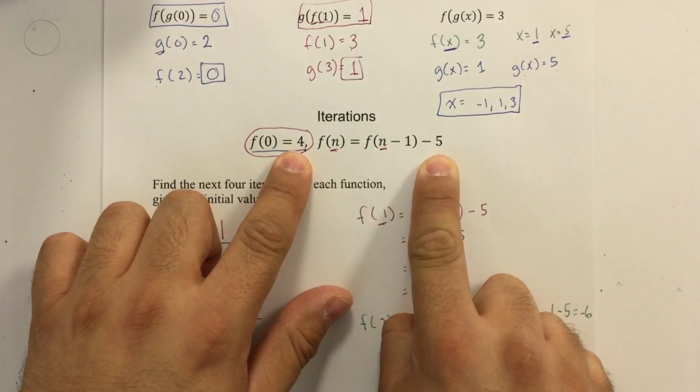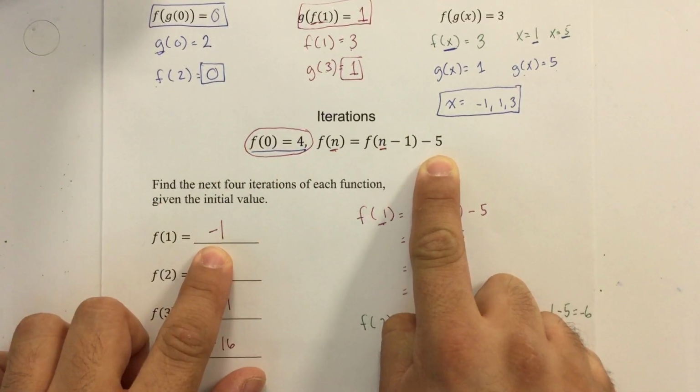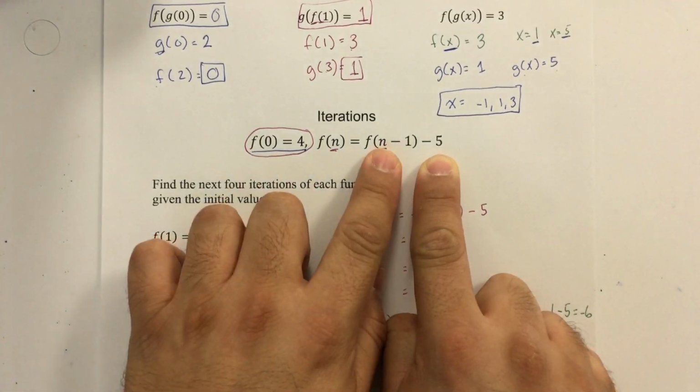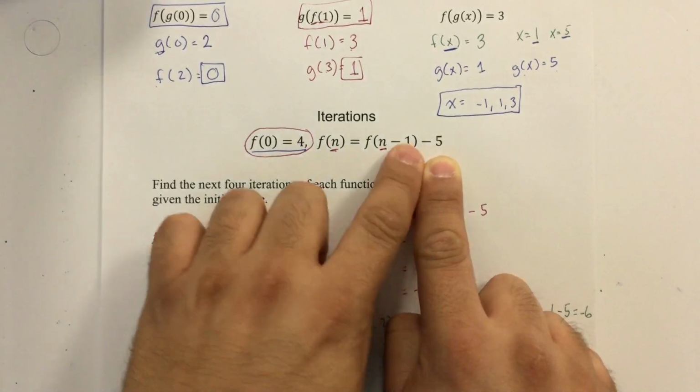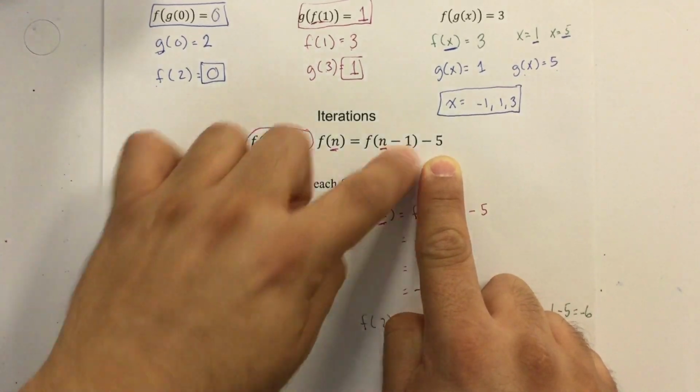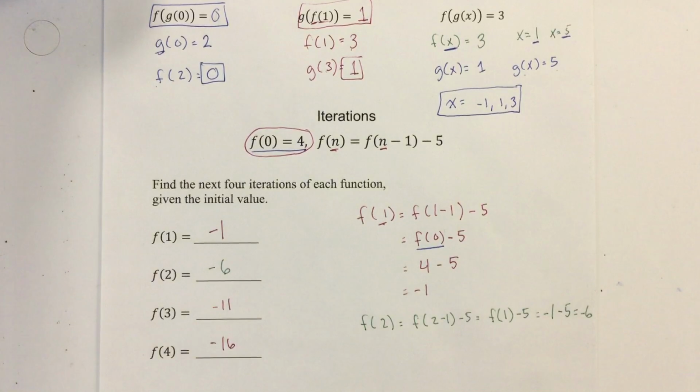So what's 4 minus 5? -1. For the next one, the previous term is -1. What's -1 minus 5? -6. For the next one, take the previous term. -6 minus 5 is -11. -11 minus 5 is -16. So it's a pattern. Once you catch it, you can actually just jump straight to the answer.